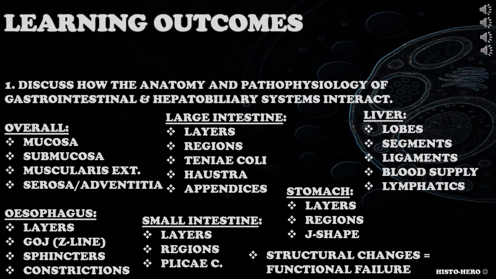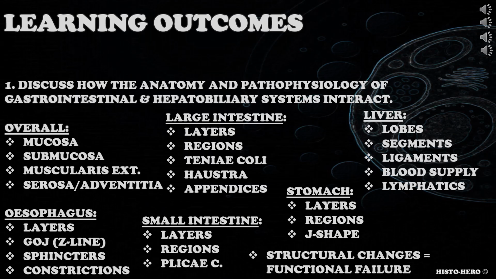The learning outcomes demonstrate candidates' knowledge, skills, and competence in this submodule. They also include demonstration of the understanding of scientific principles, laboratory procedures, quality assurance, and professional conduct. They allow candidate to work autonomously and solve problems independently. Let's explore the first learning outcome, which is for the candidate to discuss how the anatomy and pathophysiology of gastrointestinal and hepatobiliary systems interact. What is the anatomy and physiology of GI system?